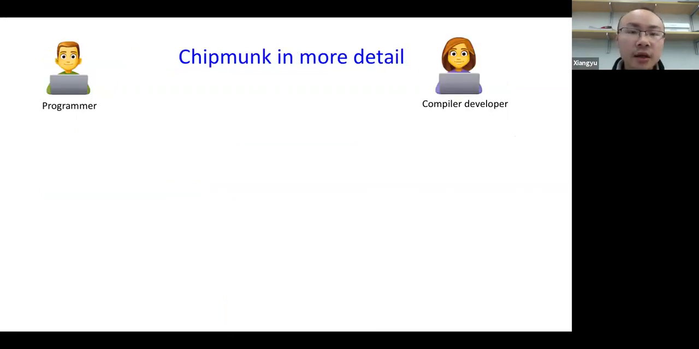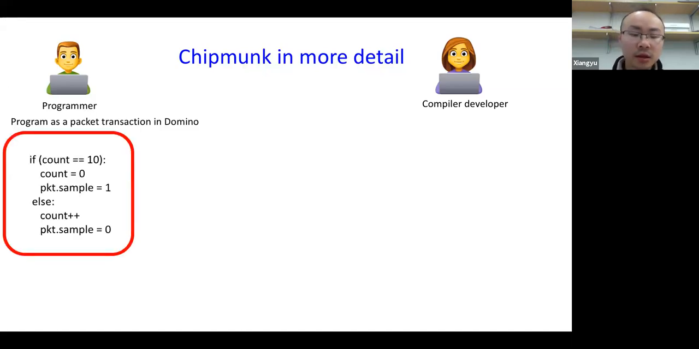Now, let's look at Chipmunk in more detail. Our specification for Chipmunk is a program that is expressed as a packet transaction in the Domino programming language. The reason we picked Domino is that it has a relatively high-level programming model with transactional semantics, which means as far as the programmer is concerned, the packet executes from top to bottom in the programmer's packet processing code as if there were no other packets in the system.